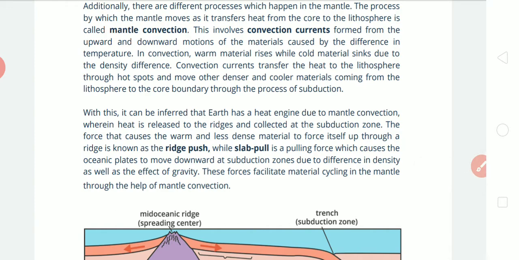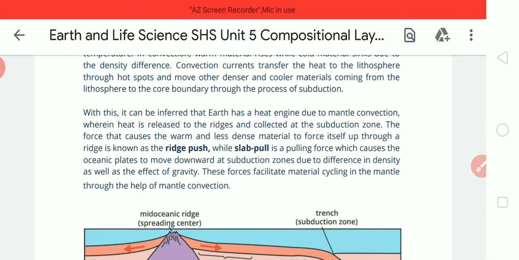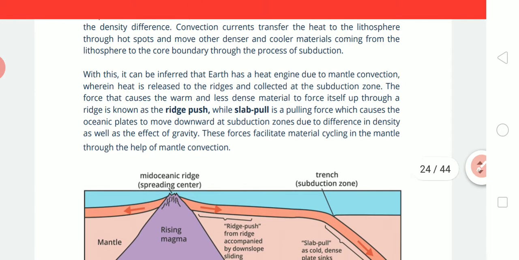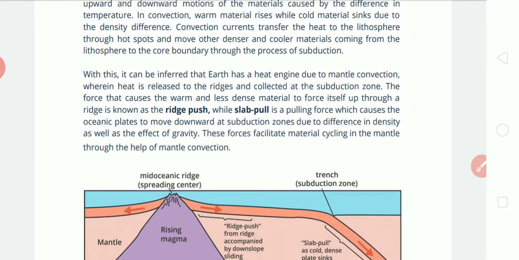With this, it can be inferred that the Earth has a heat engine due to the mantle convection. Kasi nga, without mantle convection, dili possible nga ma-relay ang energy coming from the core padulong sa lithosphere, wherein heat is released to the ridges and collected to the subduction zone. The force that causes the warm and less dense materials to force itself up through a ridge is known as the ridge push.